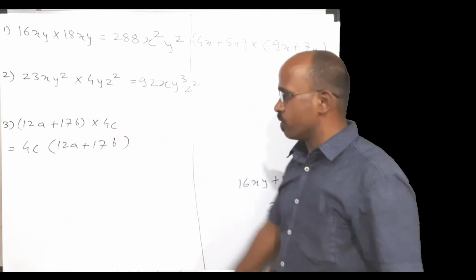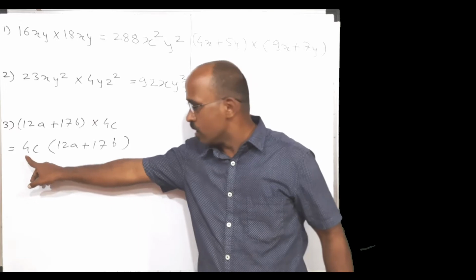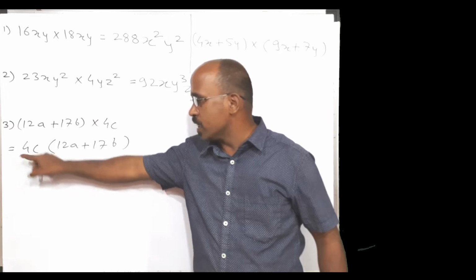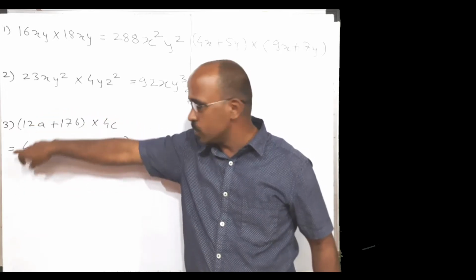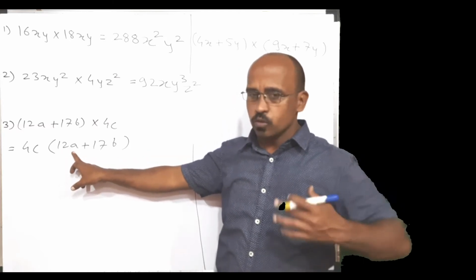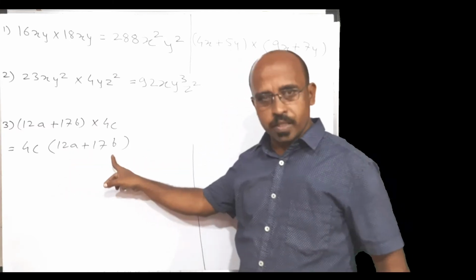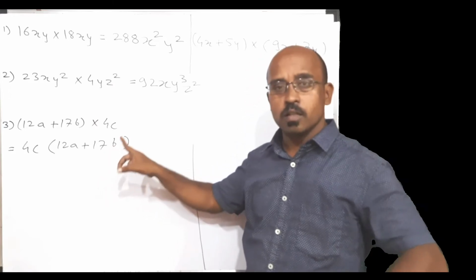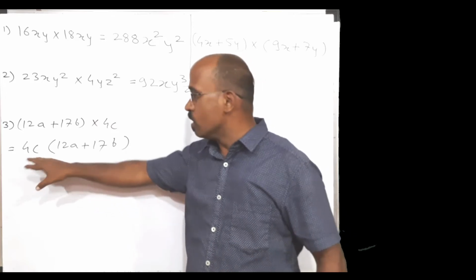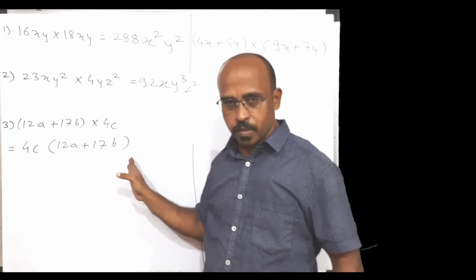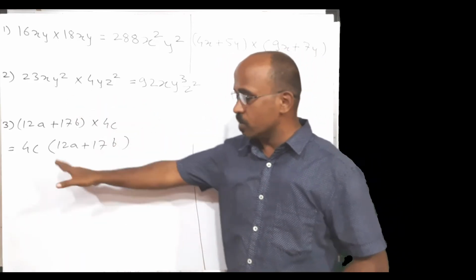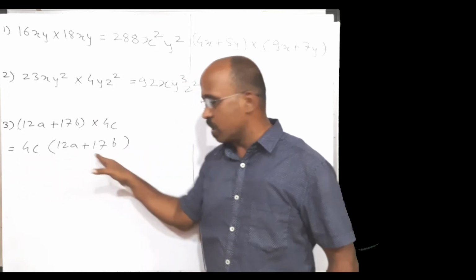The meaning of this is that whenever there is no symbol between a number, coefficient and variable, the meaning is multiplication. So 4c means 4 multiplied by c. 12a, between 12 and a there is no symbol, so the meaning is 12 multiplied by a. 17b means 17 multiplied by b. Similarly, between 4c and the bracket there is no symbol, so the meaning is 4c multiplied by this bracket. So please be in the habit of writing such multiplication and understanding what it means.